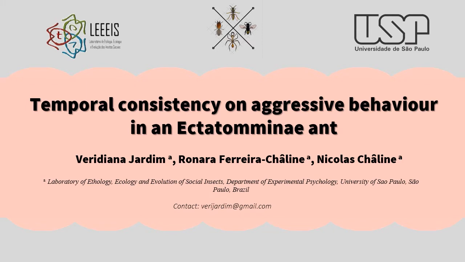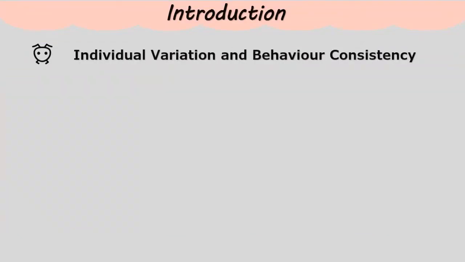Today I'm going to talk about temporal consistency on aggressive behavior in an ectatominae ant, which is part of my doctorate thesis. When we talk about behavior, it is important to remember that individuals vary between them in the way that they behave, but these behavioral differences between individuals can remain consistent over time in different contexts, which is the concept in which we define animal personality.